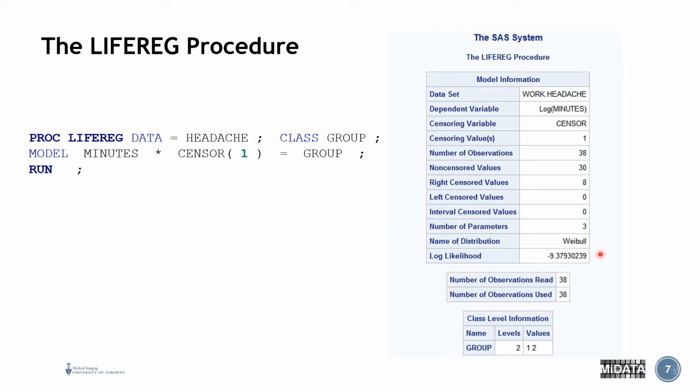And SAS here has defaulted to the Weibull distribution, and we're not going to go into detail on all the various distributions and what the appropriate fits are. But just to tell you that SAS will default to Weibull if you do not choose one.